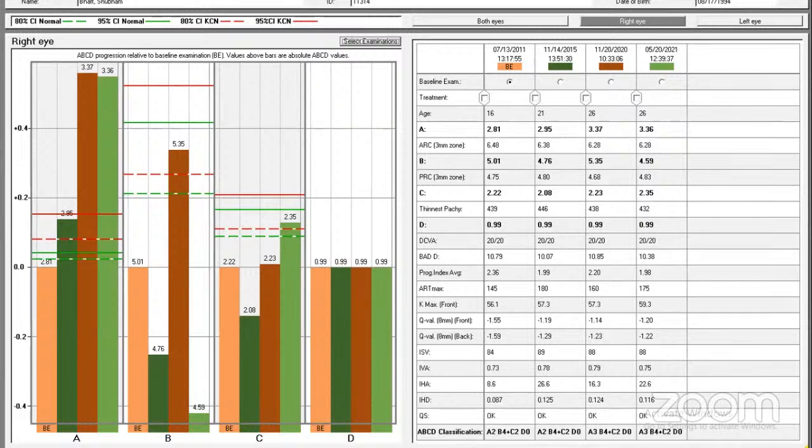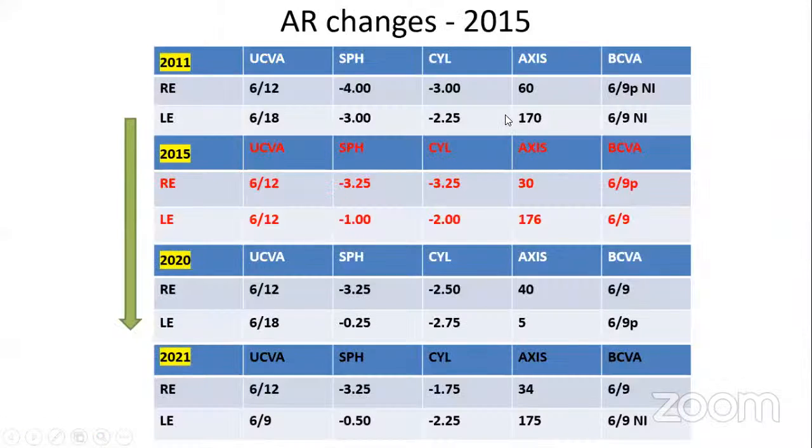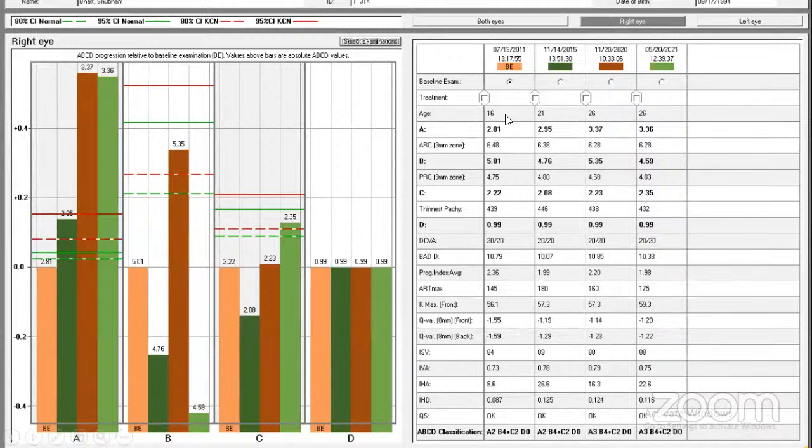Okay. So I'm not sure whether these colors have the implication you suggested, that the red color and the green color mean that the green is getting better and the red is getting worse. Basically, if you look on the right side, these colors signify the visit. The first column is orange, and that shows the 2011 visit. The second visit, which is dark green, shows the visit from 2015. The brown one shows the visit from 2020, and the last column, the lighter green, is from 2021.